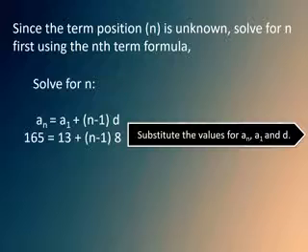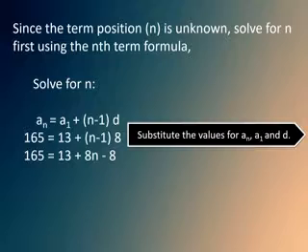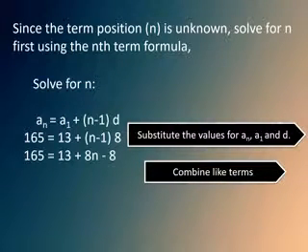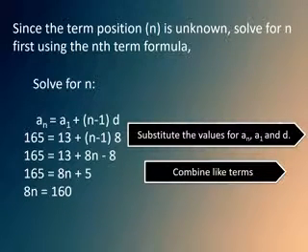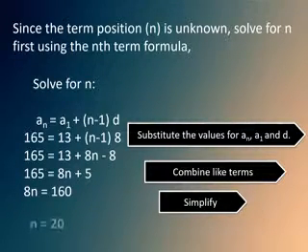Distribute 8 to the quantity n minus 1, it becomes 165 is equal to 13 plus 8n minus 8. Combine like terms, it becomes 165 is equal to 8n plus 5. Applying the additive inverse property of equality, it becomes 8n is equal to 160. Simplify, it becomes n is equal to 20.